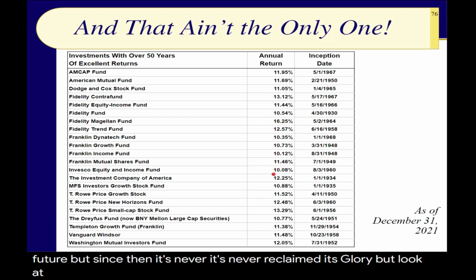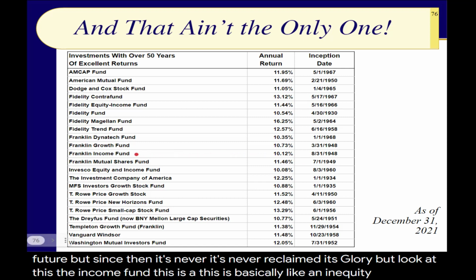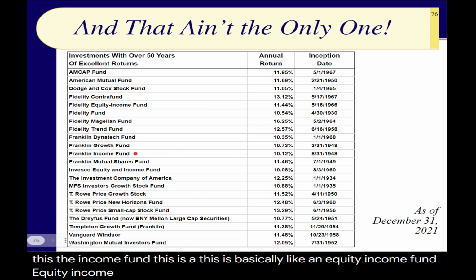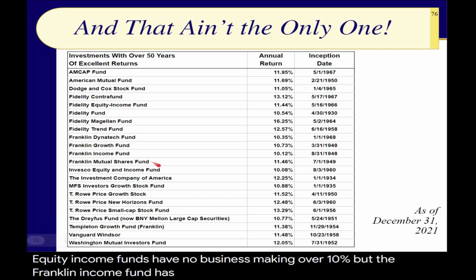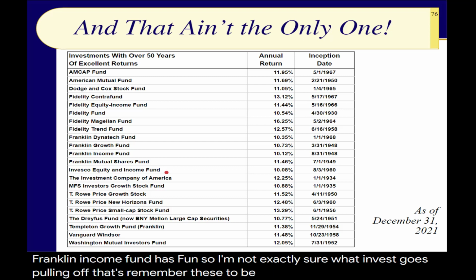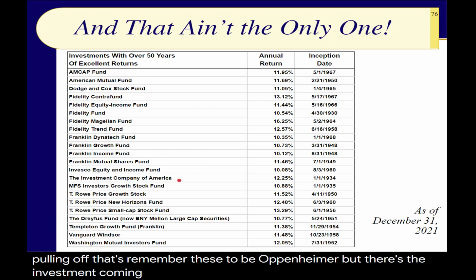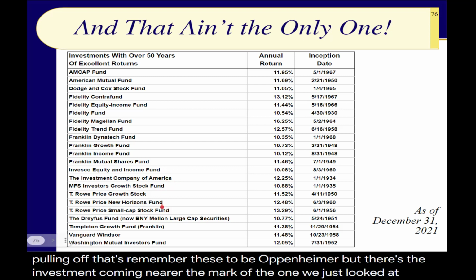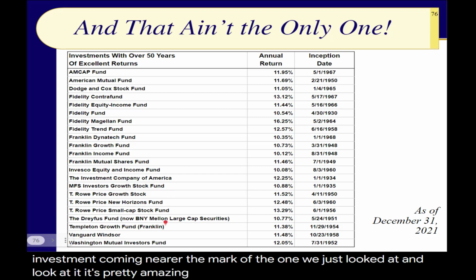But look at this, the income fund. This is basically like an equity income fund. Equity income funds have no business making over 10%, but the Franklin Income Fund has. There's an equity and income fund, so I'm not exactly sure what Invesco's pulling off. Remember, they used to be Oppenheimer. But there's the Investment Company of America, the one we just looked at. And look at it. It's pretty amazing, isn't it? These are companies that have been around for 50 years.